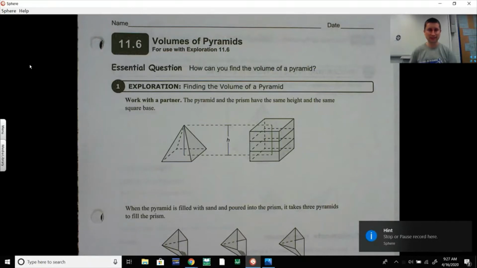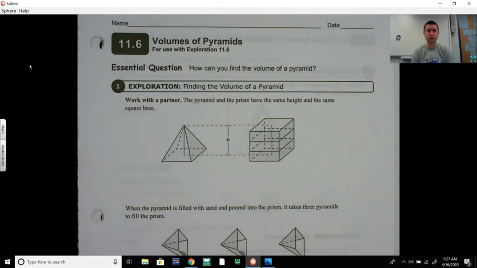Hello, geometry. This is 11.6, volumes of pyramids. So we had volumes of prisms and cylinders in the last lesson. This is volumes of pyramids.